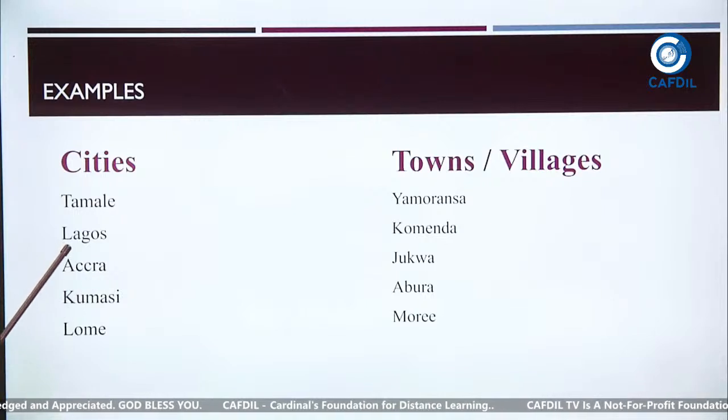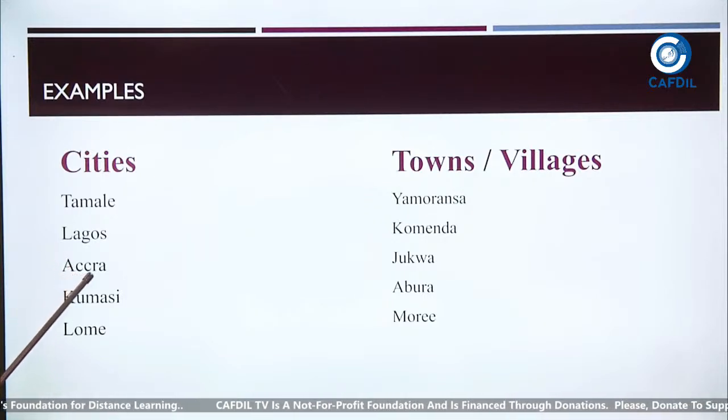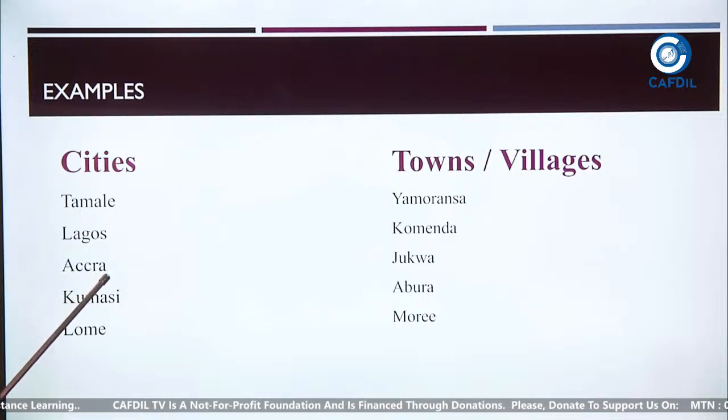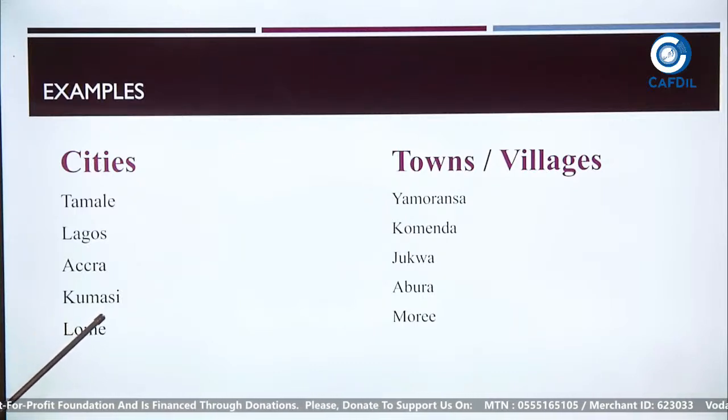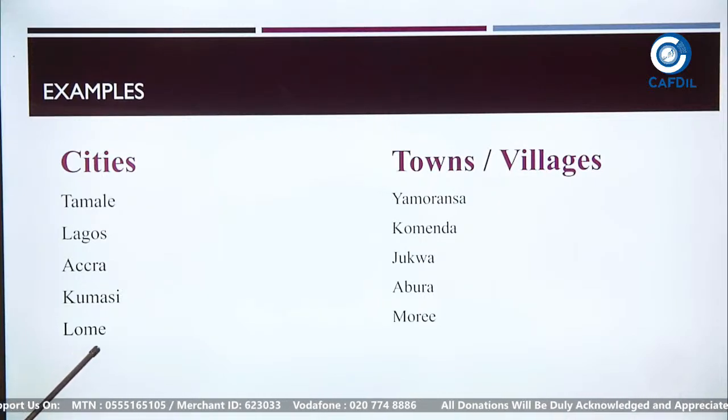We have a city like Lagos, also beginning with a capital letter. We have Accra, beginning with a capital letter. This is Kumasi, beginning with a capital letter. And then last on my list, we have Lome, also beginning with a capital letter. These are a few examples of cities. Now let's look at examples of towns and villages.